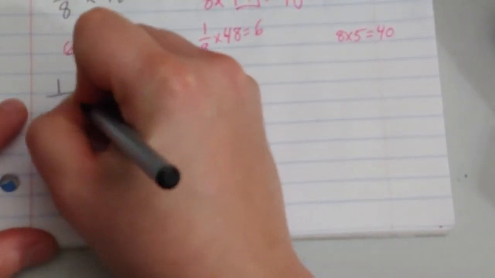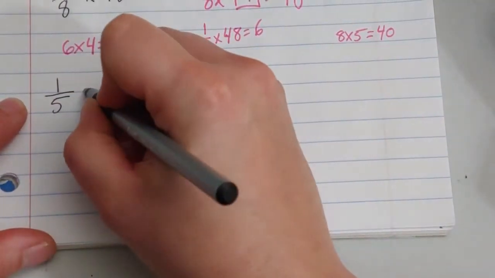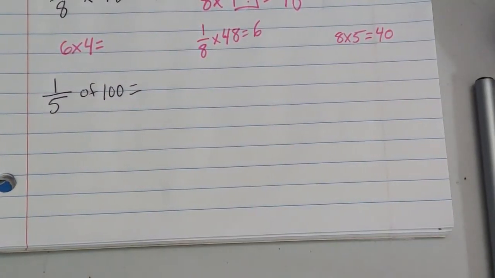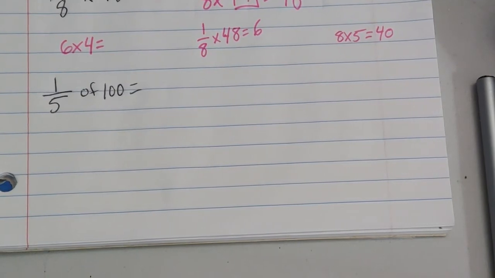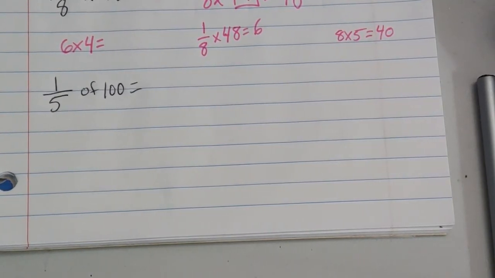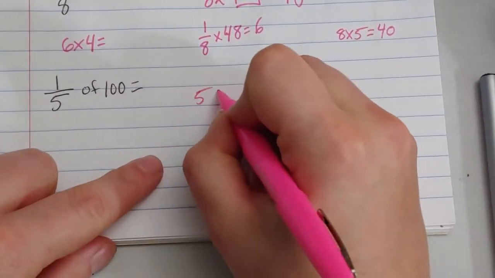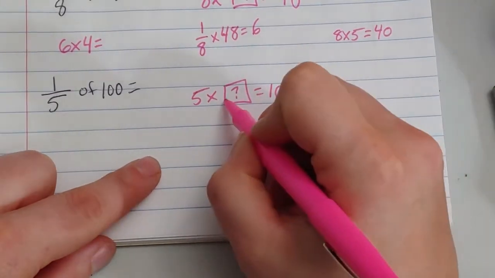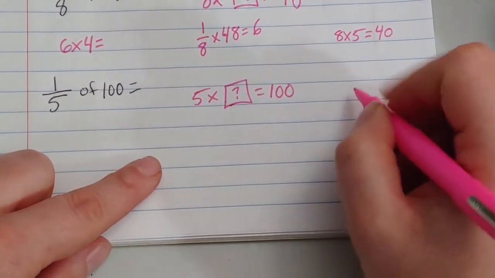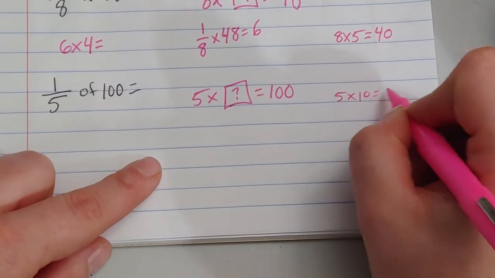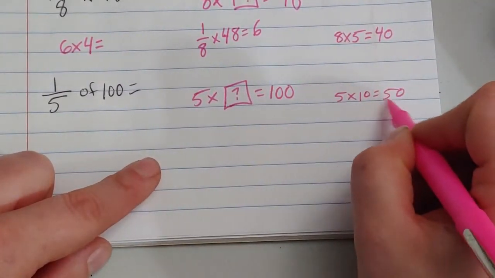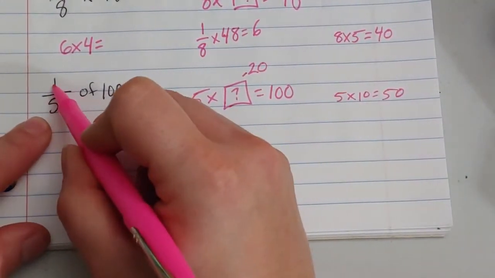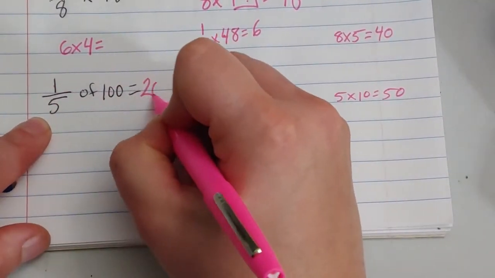We'll do one that'll let your brain rest a little bit. 1/5 of 100. Try that one. Pause. Okay, so you're thinking 5 times what gets me 100. You might need to do some side thinking over here. 5 times 10 is 50, which is halfway there, so that means our answer is 20. And for this problem, notice it says only once, 1/5, our answer is actually 20.